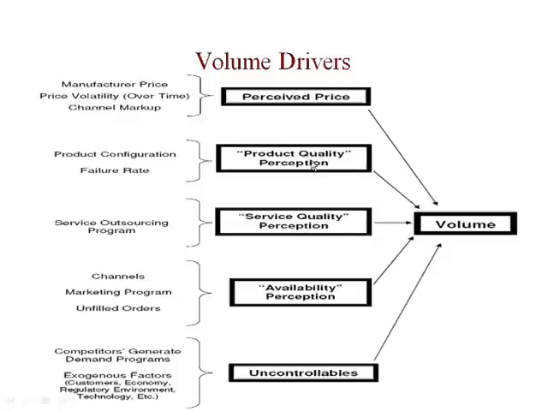Likewise, product quality perception, which is shaped by the specific configuration of the product and the failure rate that customers see over time. The service quality perception, which can be influenced by a choice of service outsourcing program that you have. Availability perception, which is how many times there are unfilled orders, the marketing programs that you have for this product, how many channels do you sell, channel 1 and channel 2 or just one of them.